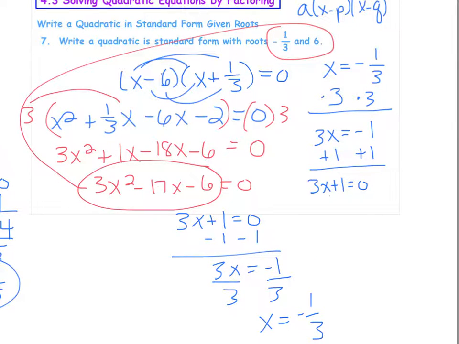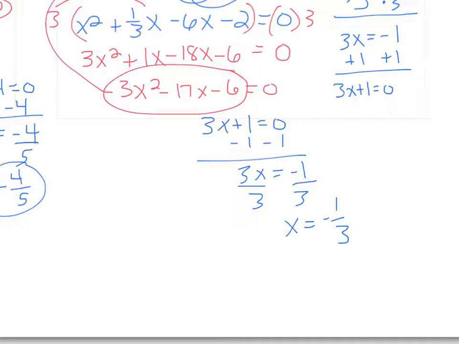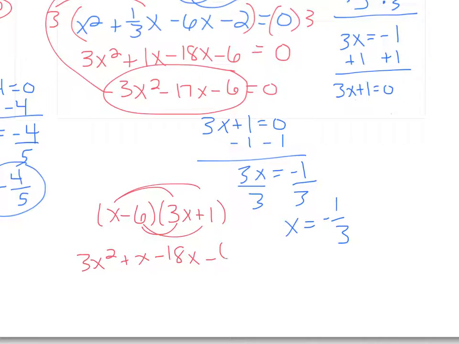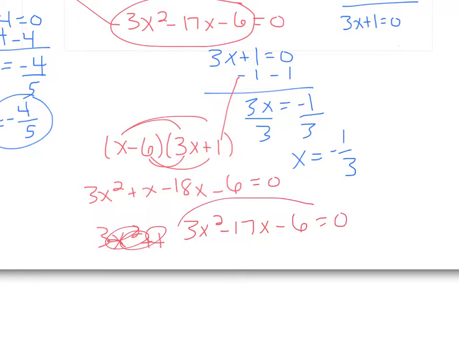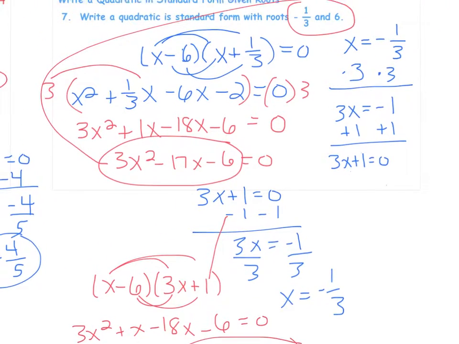Again, if you find this, instead of using this and then having to adjust with the 3, if you find the actual factor, we can use that too. So we still have x minus 6 and then equal to 3x plus 1, and then just multiply that out. 3x squared plus x minus 18x minus 6, and you'll get the same answer. 3x squared minus 17x minus 6 equal to 0. So that is the quadratic that gives us those roots.